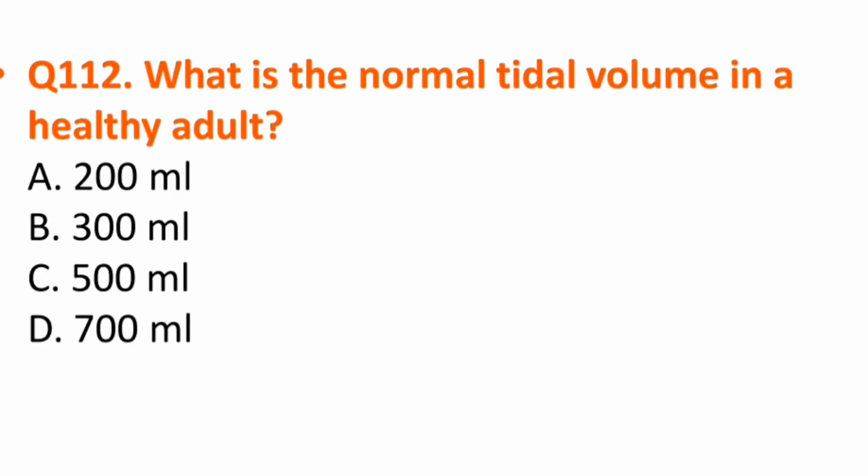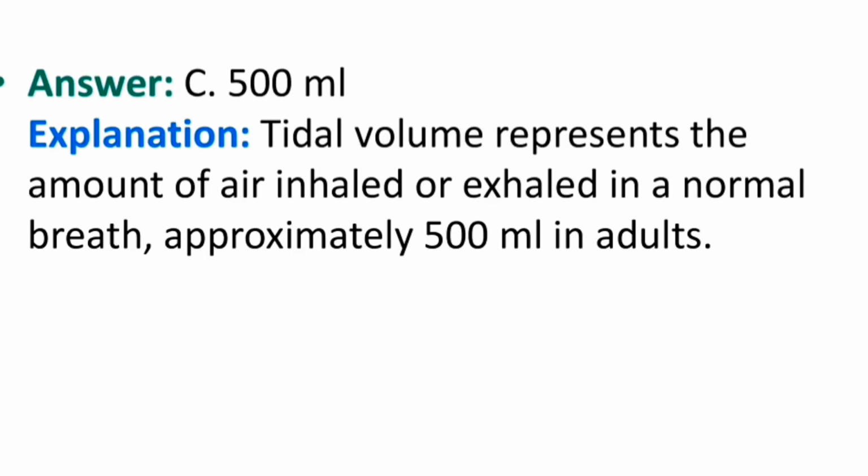What is the normal tidal volume in a healthy adult? Option A 200 ml, option B 300 ml, option C 500 ml, option D 700 ml. The correct answer is option C 500 ml. Tidal volume represents the amount of air inhaled or exhaled in a normal breath, approximately 500 ml in adults.